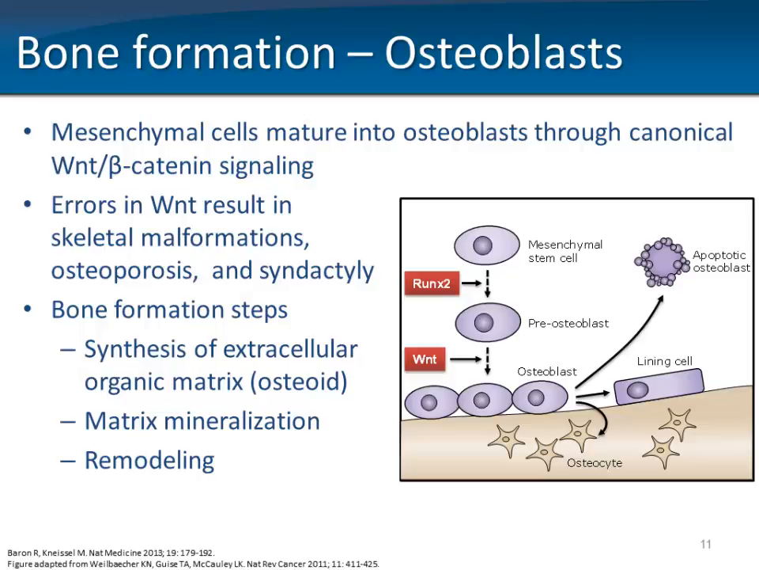That also means that we have identified some gene anomalies in Wnt signaling that can result in skeletal malformations such as osteoporosis and syndactyly. But what you also see is that once the osteoblast has become active, it starts making bone. It does that by synthesizing first an extracellular matrix, which we call osteoid, and it is in fact what we image using bone scan when it becomes mineralized. And then a cycle of remodeling starts. And you can also see that the fate of the osteoblast after it has accomplished its task is to become an osteocyte, to become a lining cell, or otherwise to become apoptotic.